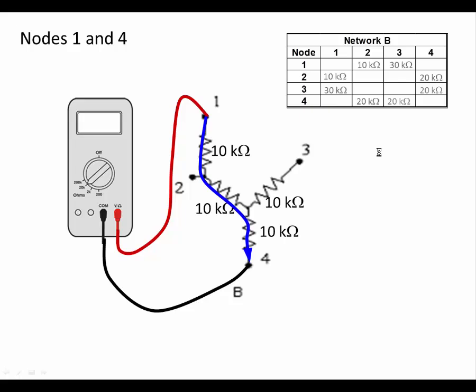One last one, just to be thorough. Between nodes 1 and 4, we would be connecting to a pathway, again, of 3 resistors in series, so we would expect to see 30 kiloohms on the ohm meter. Let's add those values to the table.